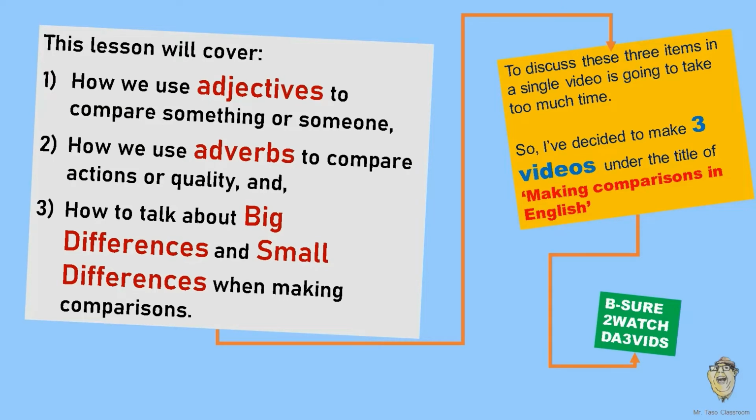These lessons will cover 3 points. 1. How we use adjectives to compare something or someone. 2. How we use adverbs to compare actions or quality. And 3. How to talk about big differences and small differences when making comparisons. To discuss these 3 items in a single video is going to take too much time. So I've decided to make 3 videos under the title of Making Comparisons in English. Be sure to watch the 3 videos.